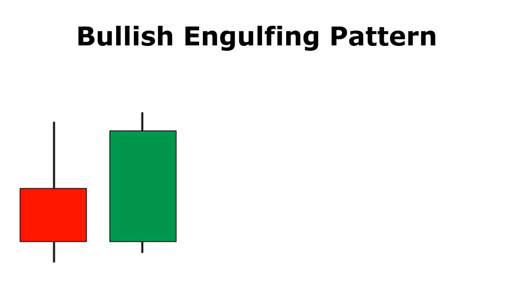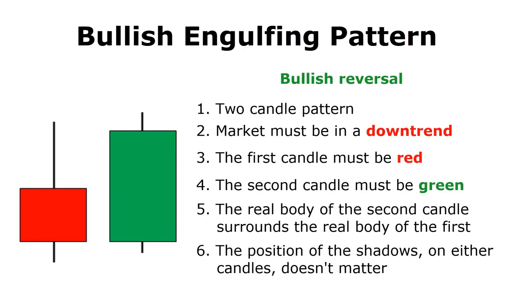Now we are going to analyze combinations of individual candles. The engulfing pattern is a major reversal signal with two opposite color real bodies. In this lecture we are focusing on the bullish engulfing pattern, so let's have a look at the properties. As I have already said, it is a two-candle pattern. The market then must be in a downtrend.